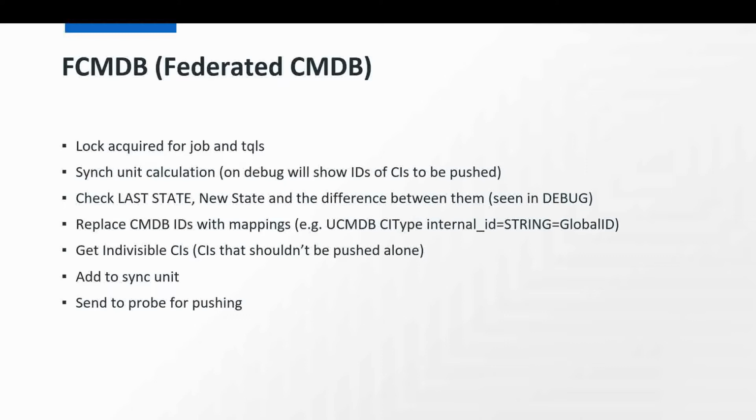Now, all of the equal signs are replaced with things like %3D. There's a %0A in there. There'll also be in there a customer ID. We also are going to get indivisible CIs. That are CIs that should never be pushed by themselves. We'll add those to the sync unit and then send it to the probe for pushing.